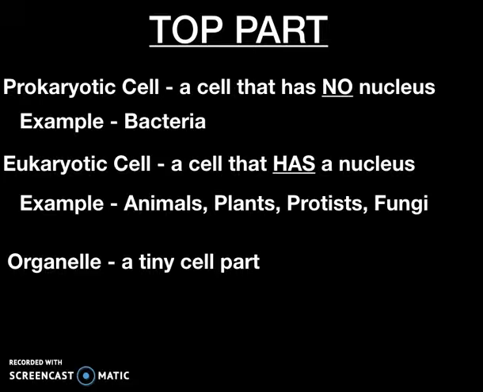A eukaryotic cell is a cell that has a nucleus. These cells are a little more complex, and there's 4 examples. Animals, just like you and I, have nuclei in our cells. Plants have them. Protists, like the paramecium, the amoeba, and the euglena we saw, have them. And fungi, like mushrooms and mold, have nuclei in their cells.